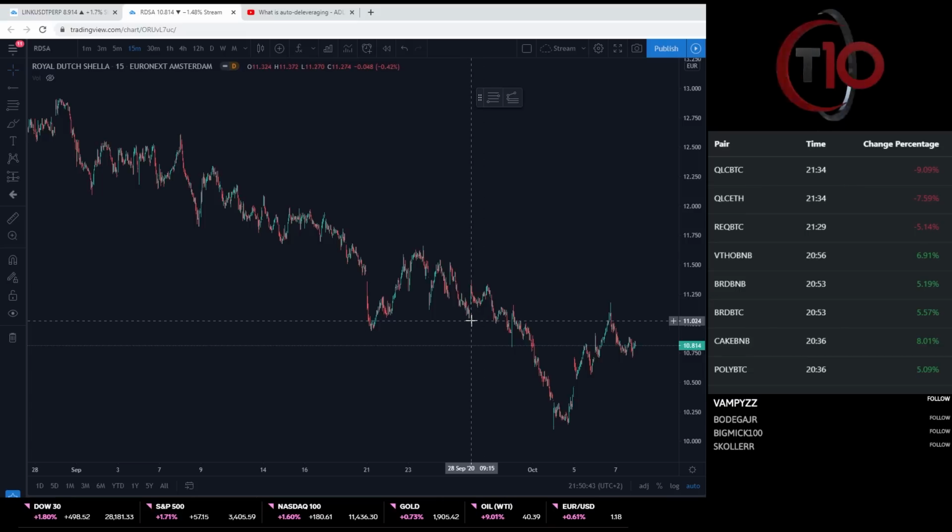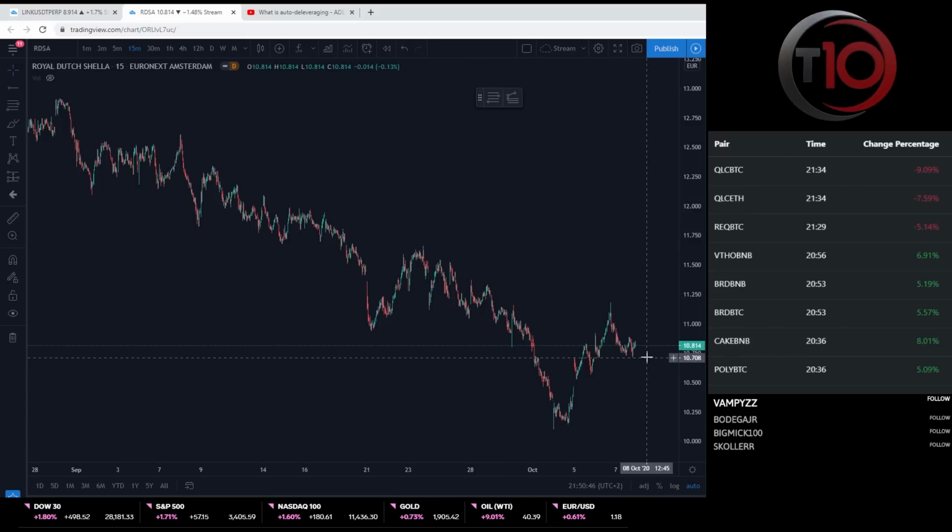So this is the area to gain. Now let's just see if they can hold it here. If they cannot break this, it's probably going to go, just try to maybe do a high low. Okay. Do you have something else?